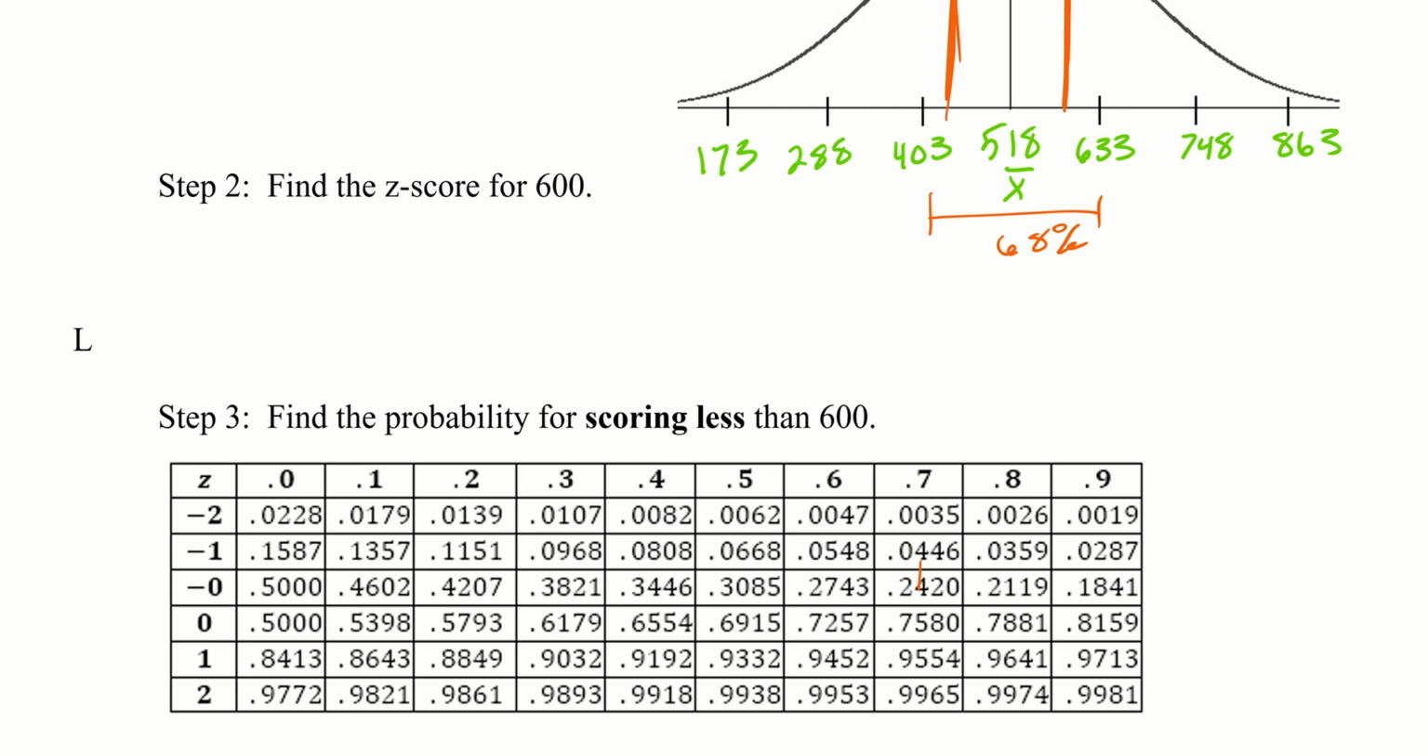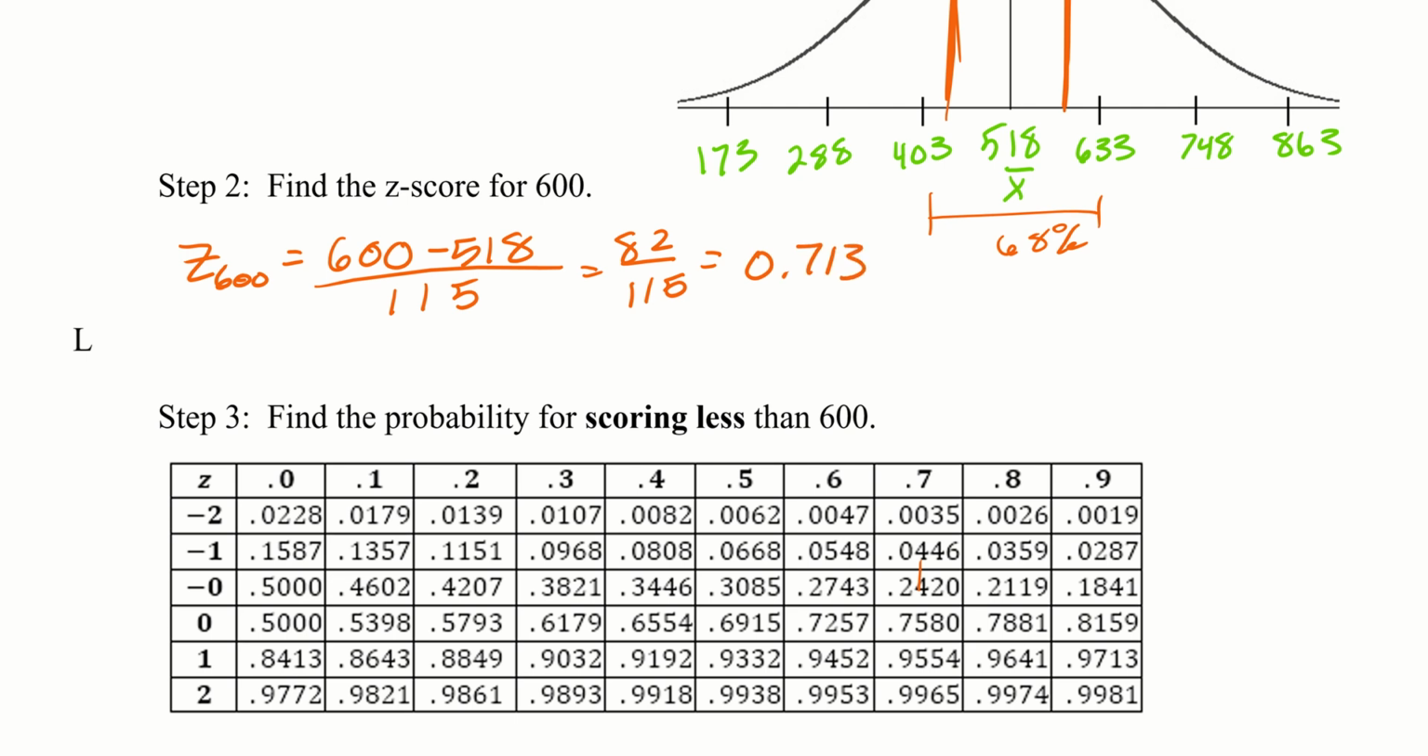Okay, so it says first find the z-score for 600. So z for 600, what we're looking for, minus our mean, 518, over our standard deviation. That comes out to 82 over 115, which is 0.713. Again, we want it as a tenth, so that's what we're going to look for. Now, that's the z-score. To stress this one, this is the z-score, not the probability. All we use this for is to find the probability on the table. So we have to find the z-score to use that to find the probability.